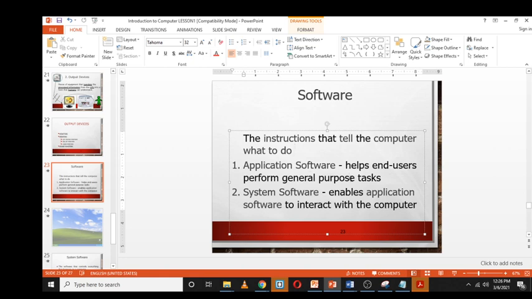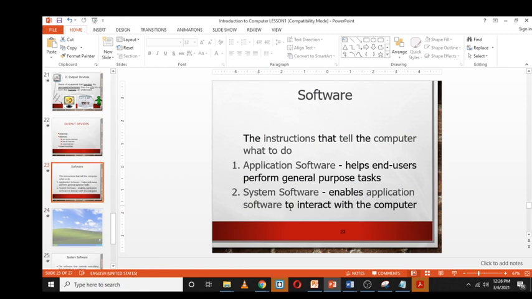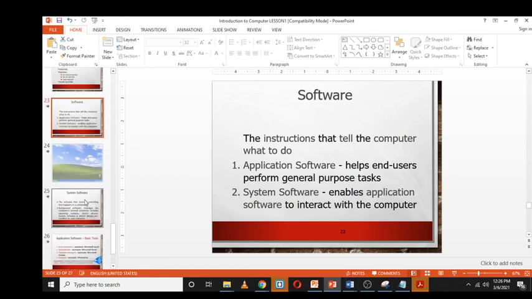So in other words, application software is software that helps you to do something. Like Microsoft Word helps you to type, Microsoft Excel helps you to do calculations. You know, all those different types of software basically help you to perform a particular task and so on. Okay, we have an example here. So this is Windows. This is basically system software, the reason being that it enables application software to interact with the computer.